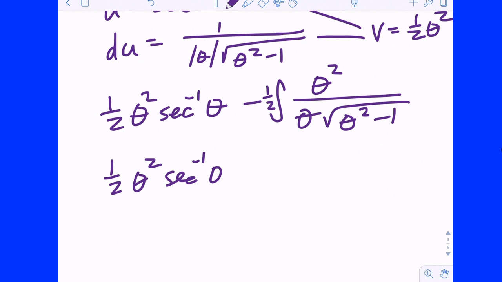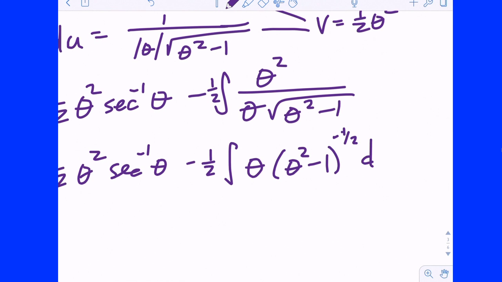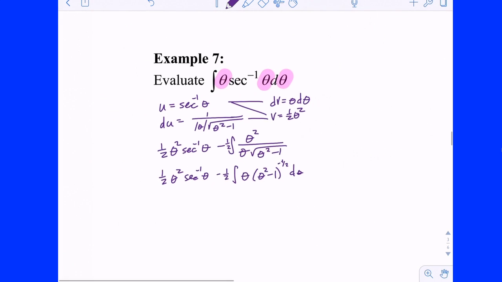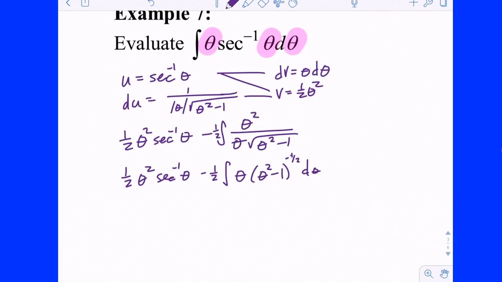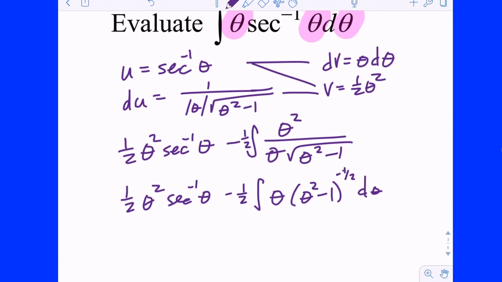Okay, so on this one here, narrating through it, it's kind of like the one before. You're letting u equal inverse secant of theta, and dv equals d theta. And it works out kind of the same way, but the only interesting thing is the derivative of secant generates that absolute value of theta in the bottom, so there's that extra factor. So when you multiply across, you have a theta squared in the top and that absolute value of theta in the bottom.